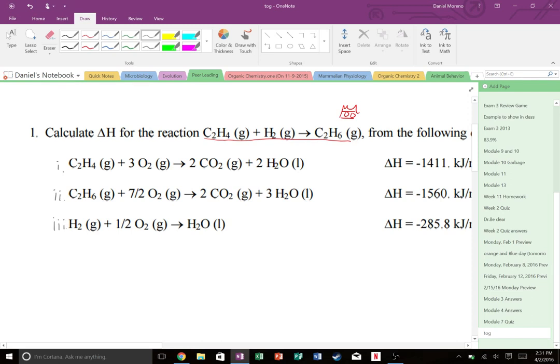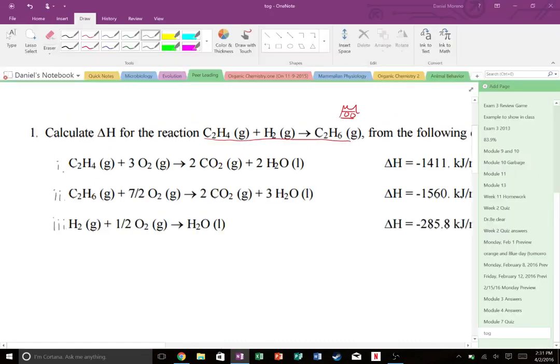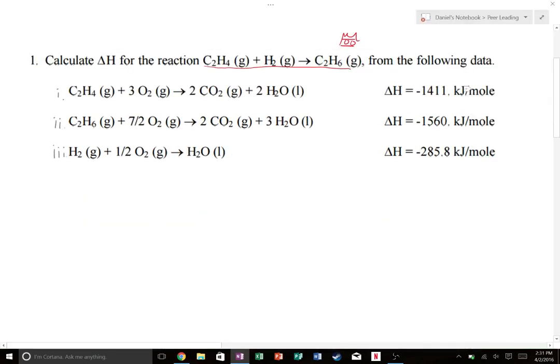Basically what we're trying to do is take reactions 1, 2, and 3 and rearrange them such that they look like the king reaction once you jumble all of them together. All right, so let's get to it. The first step is to start off with one of your reactants. One of the reactants in our king reaction is C2H4, known as acetylene. You don't have to know that.